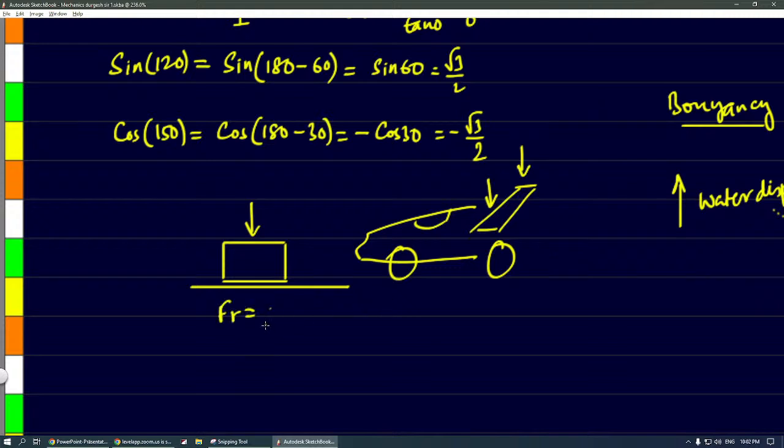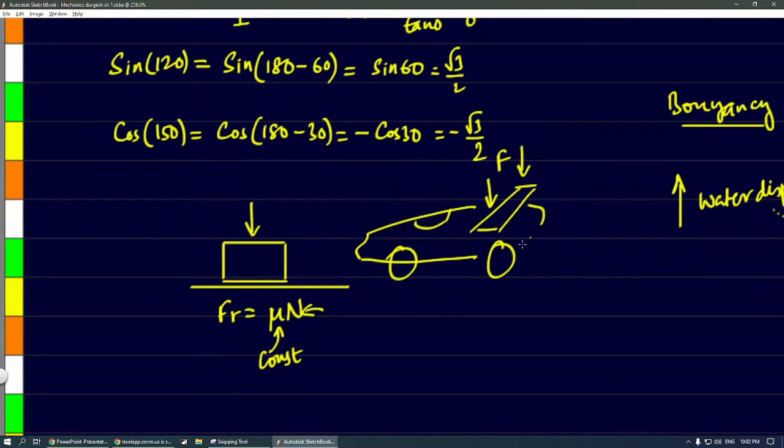Friction depends on what? What is the formula for friction? Mu into normal reaction. So this value mu is constant for given surfaces, right? This is the normal reaction. So the more force we add, the more will be the normal reaction. And if normal reaction is more, we will get more friction. Without slipping, the cars can move.